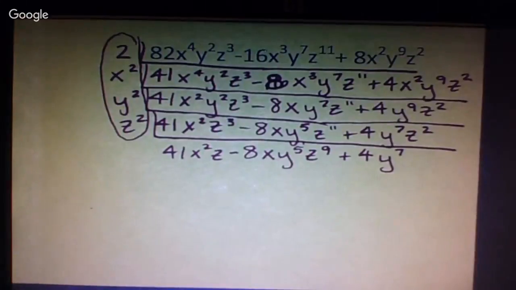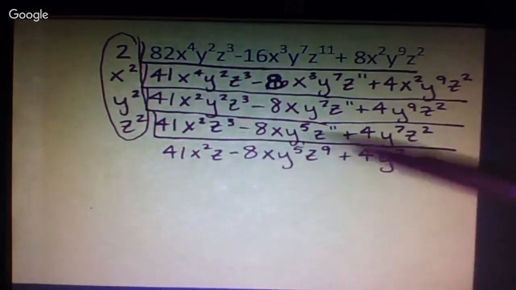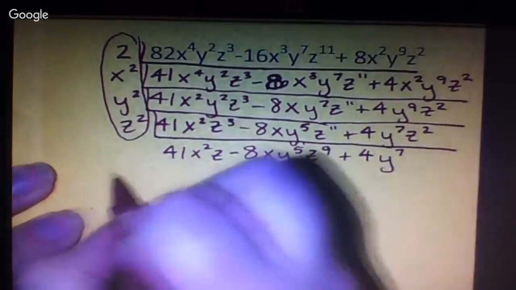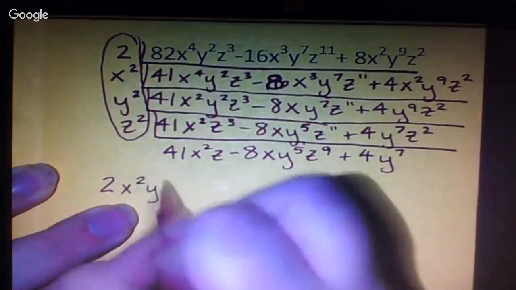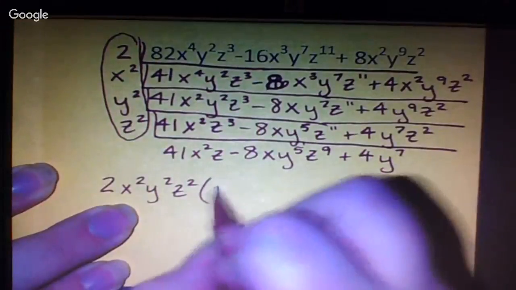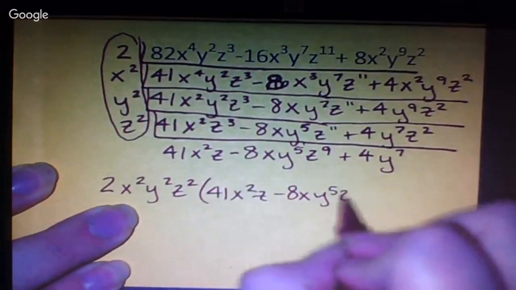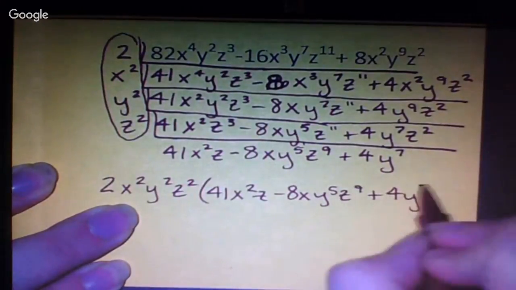Okay. So, don't we have a plus 1? No. We would have had a plus 1 if everything over here would have disappeared. But I still have all 3 of my terms. If you start with 3 terms when you have a greatest common factor, you should end with 3 terms. Remember, your terms are separated by addition and subtraction signs. So my final answer: 2x squared y squared z squared, times the quantity of 41x squared z, minus 8xy to the 5th z to the 9th, plus 4y to the 7th.